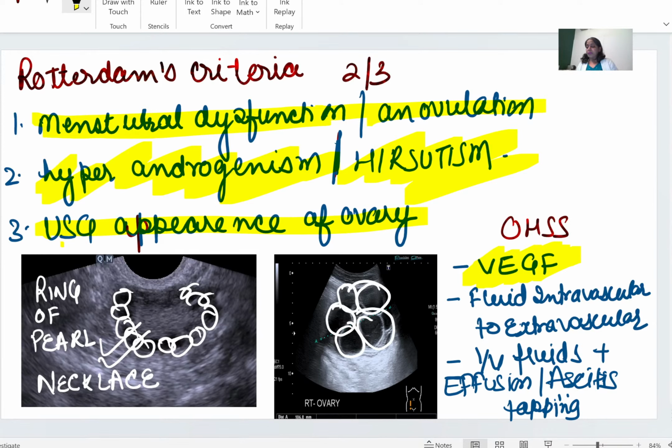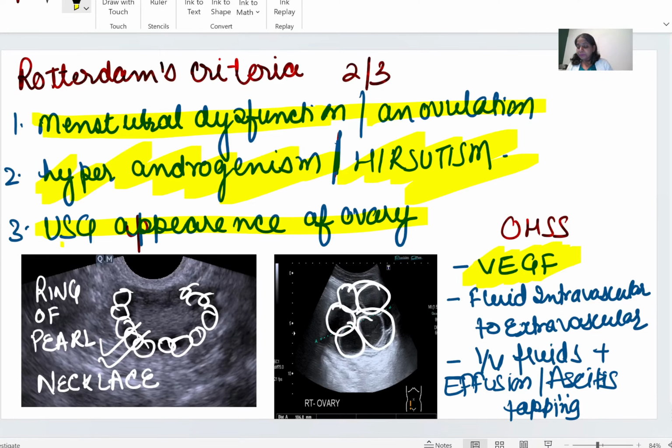There is formation of VEGF, vascular endothelial growth factor. What does this do? It breaks the endothelium of the vessels. So what happens? All the intravascular fluid goes into the extravascular space. Can you tell me what the extravascular spaces are? Effusion, ascites, all these are extravascular spaces. So fluid goes from the intravascular to the extravascular space.